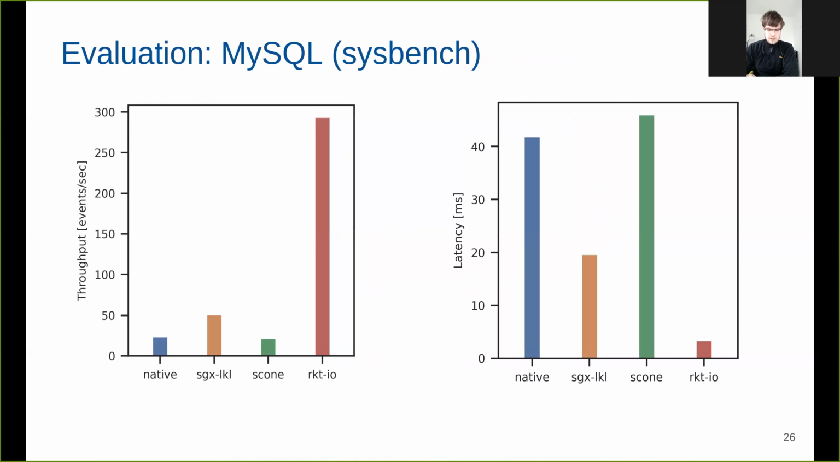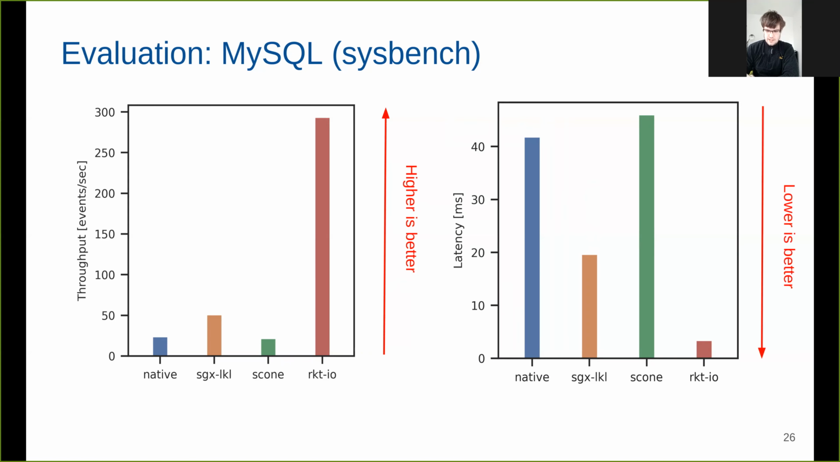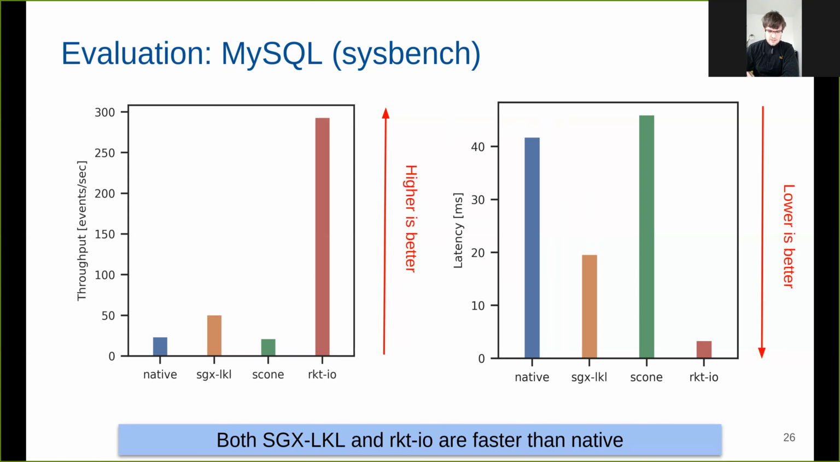Now, just one application that we also benchmarked, which was somewhat surprising to us. We ran sysbench on MySQL, and we saw a huge gap between rkt-io and even native. Here you see on the first graph the throughput on the y-axis, and then on the second graph you see the latency. We see here that SGX-LKL and also rkt-io are both faster than native and Scone.